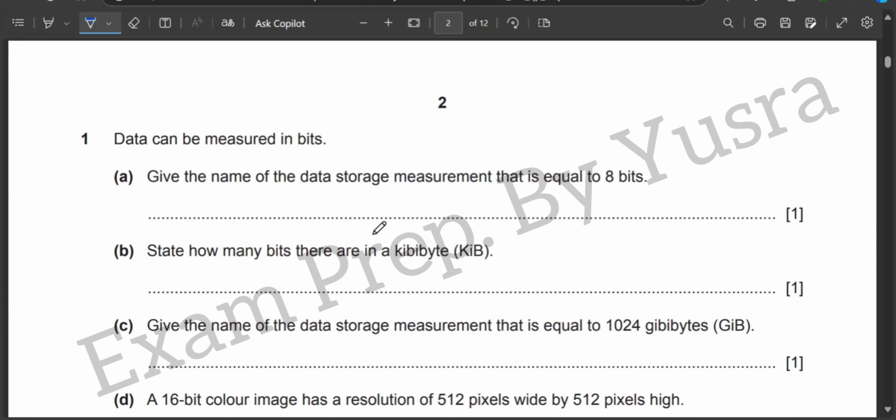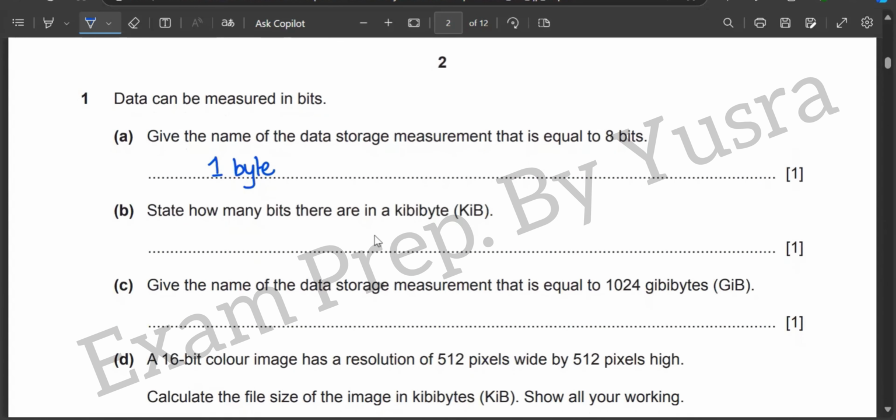Our first question is that the data can be measured in bits. Give the name of a data storage measurement that is equal to 8 bits. 1 byte is equal to 8 bits. State how many bits there are in a kilobyte. There are 1024 bytes in a kilobyte, and we have to find the number of bits, so we will multiply this by 8. So the final answer we get is 8192 bits.